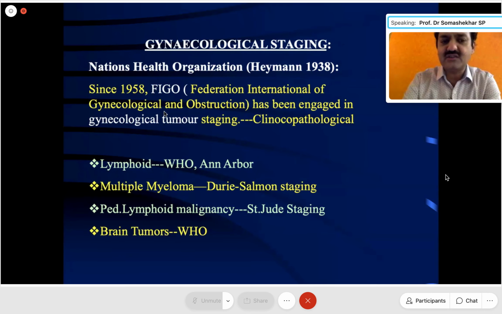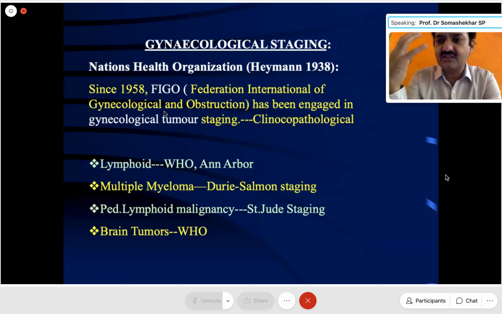Then in 1958, FIGO, the International Federation of Gynecology and Obstetrics, engaged and switched over from AJCC. There are few conditions where TNM staging is extrapolated. That is in liquid malignancy, like you have Ann Arbor staging. Even soft tissue sarcoma is the only one which has GTNM staging, an extension of TNM. Or you have gynecological oncology. But ever since the last 10 years, TNM, AJCC and FIGO are the same. If you say stage 1 endometrium in TNM, that also is stage 1A or B in FIGO. So now FIGO and TNM are synced, pretty much the same.